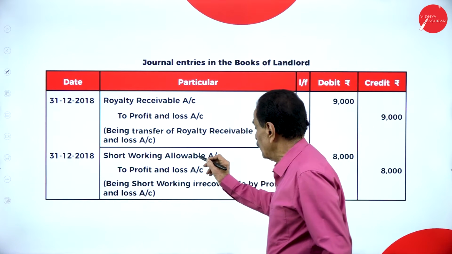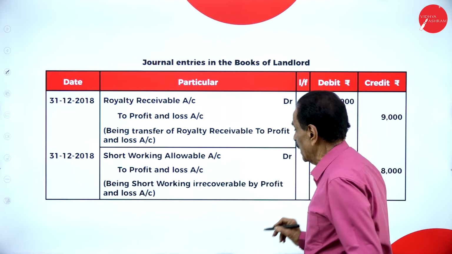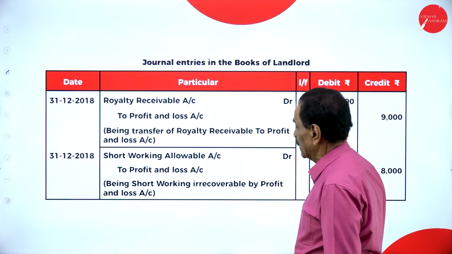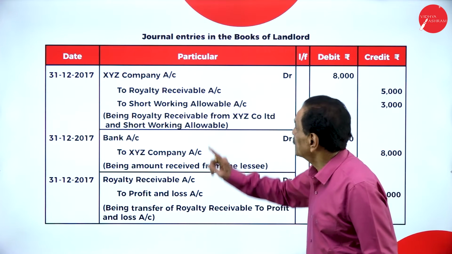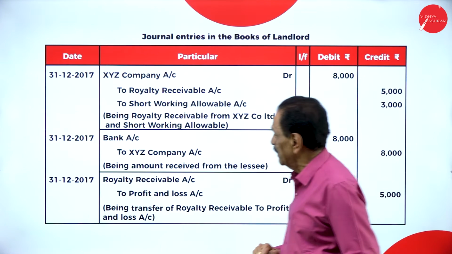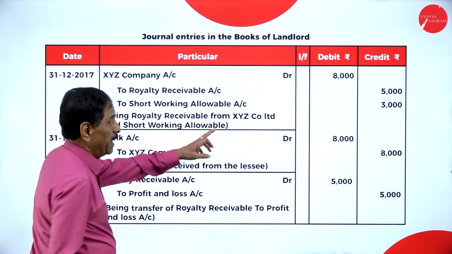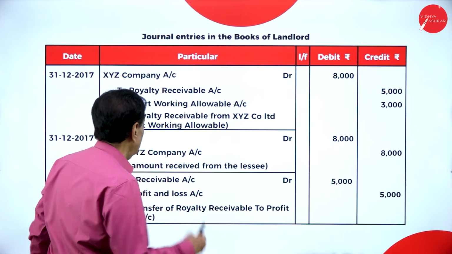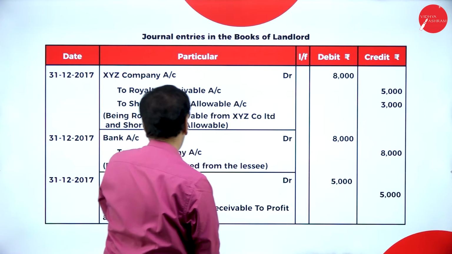Next year, short working allowable to profit and loss account, being short working irrecoverable transferred to profit and loss account. So we'll pass the journal entry in the books of the landlord. XYZ company account debit 8,000 to royalty receivable 5,000, to short working allowable 3,000.